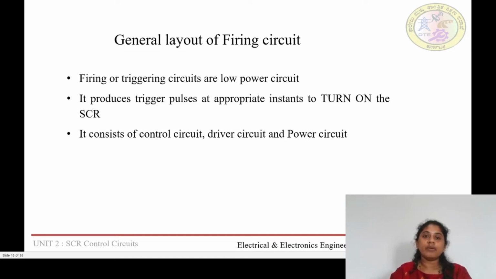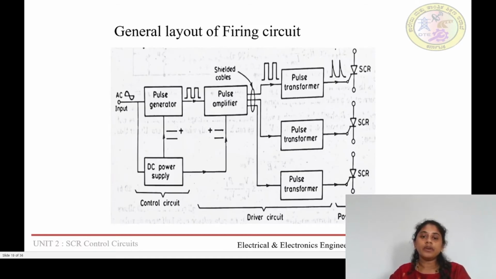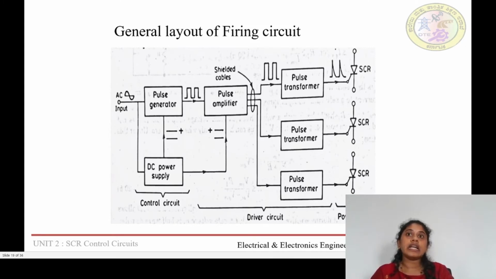These firing circuits mainly consist of control circuit, driver circuit and power circuit. The control circuit mainly consists of a pulse generator. The driver circuit consists of a pulse amplifier and pulse transformer, and the power circuit consists of one or more SCRs. Here power circuit, in the sense, is the circuit which is connected to the load in series.